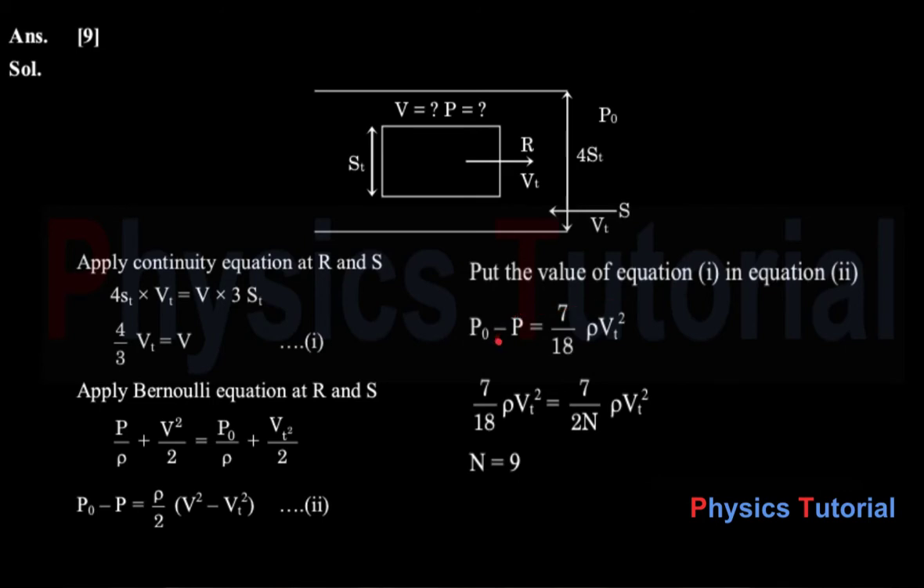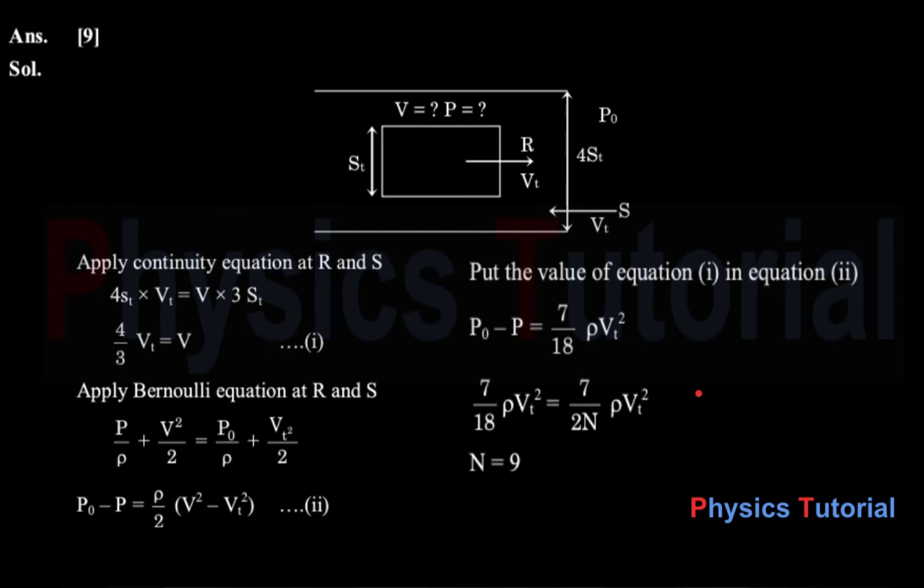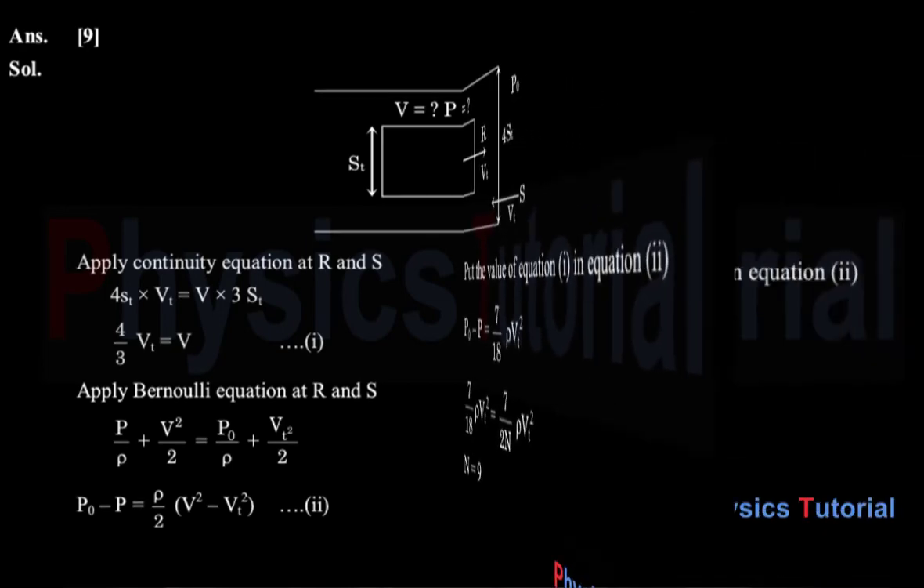So you will get P0 minus P is equal to 7 by 18 rho Vt square. In this way, you will get 7 by 2n rho Vt square. So that is n is equal to 9. Submit this value. So that's your answer, 2 and 2 related, that is 2, 9, 18. So 9 is the answer. Okay, let's go on to another question.